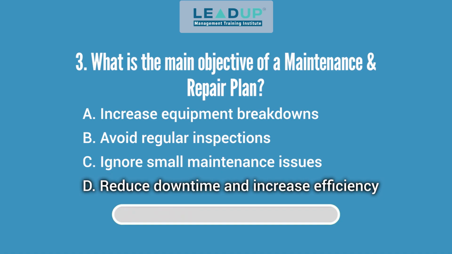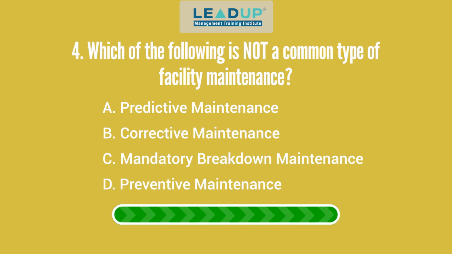Answer: reduce downtime and increase efficiency. Question 4. Which of the following is not a common type of facility maintenance? A. Predictive maintenance, B. Corrective maintenance, C. Mandatory breakdown maintenance, and D. Preventive maintenance.